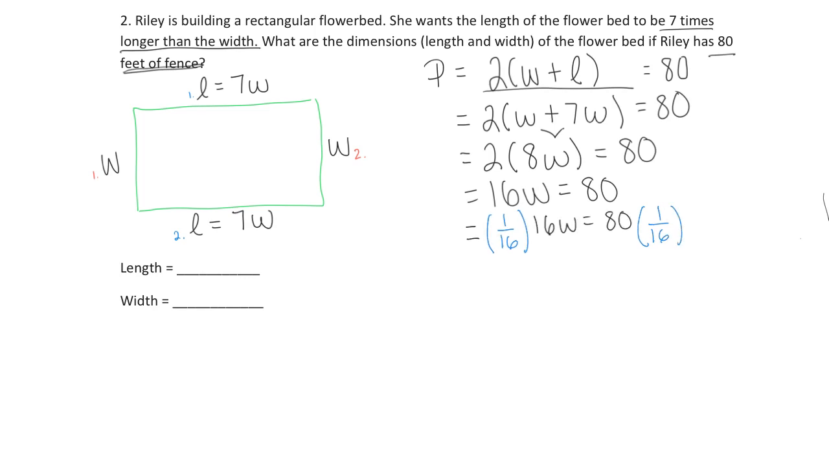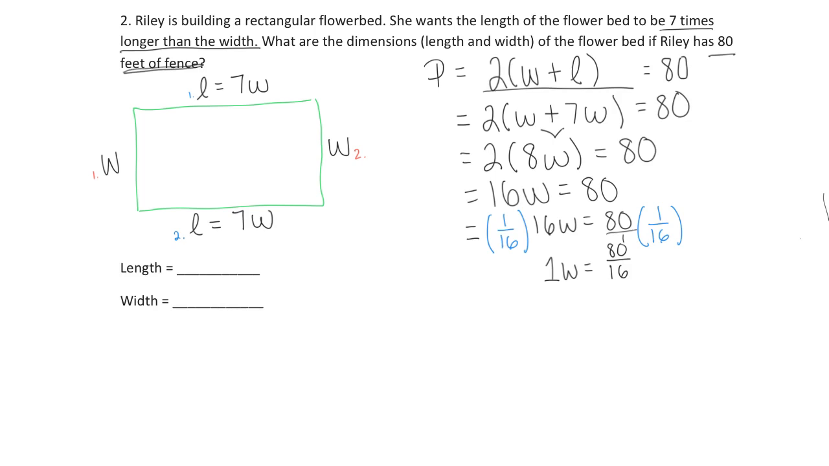Now the rule is that when we have a value, which is 16 here, times its multiplicative inverse, which is 1 over 16, we get the value of 1. So now we have 1w. And if you just want to write w there, that works too, because that represents 1w. Now I have 80 times 1, which is going to give me 80. And then my denominator of 1 times 16 is going to give me 16.